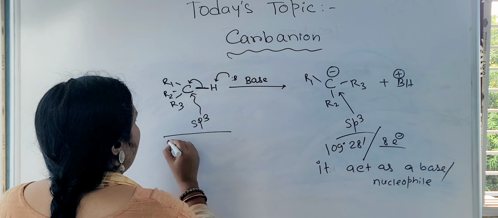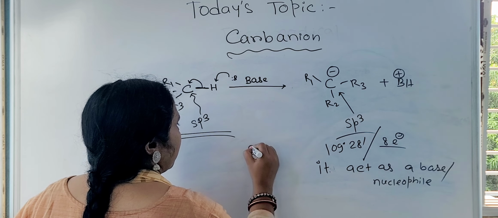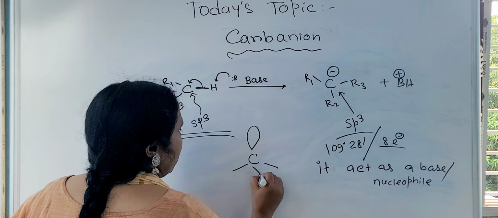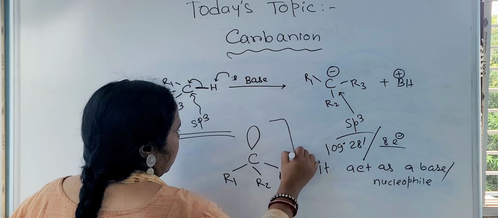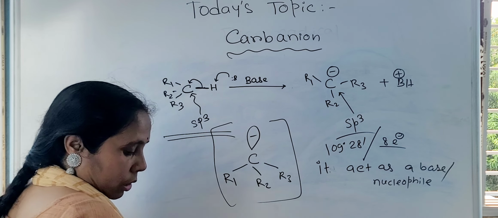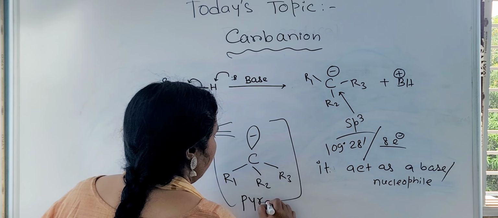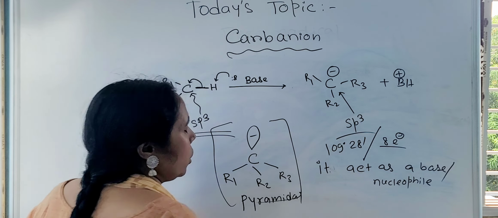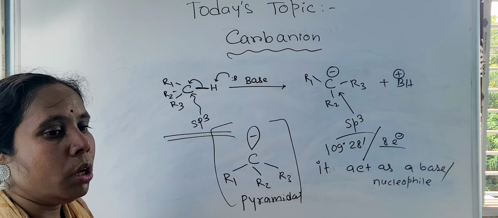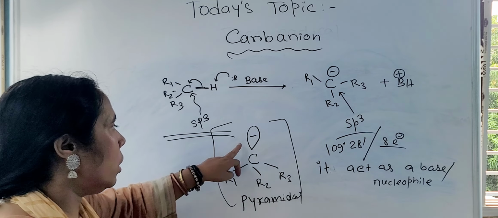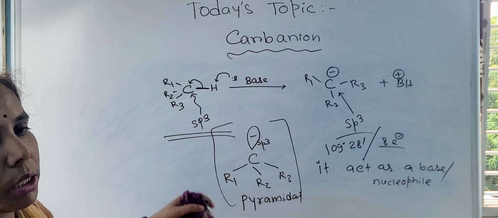Now, this is pyramidal inversion going on. This is actually not tetrahedral. The structure might be like this: R1, R2, R3, with a negative charge. Understood? Tetrahedral with one unshared pair of electrons, we call it pyramidal. This is tetrahedral, but one sp3 orbital is already occupied by the one unshared pair of electrons.